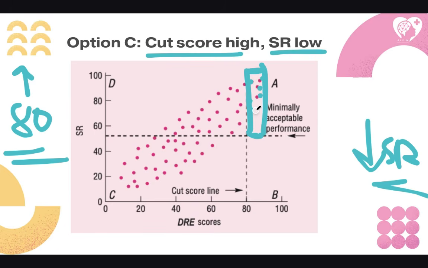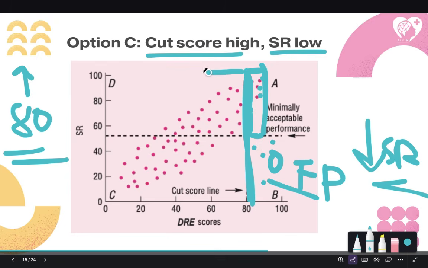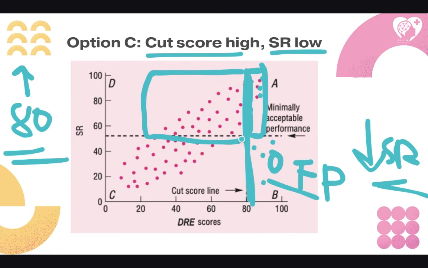So what is the implication of this? We do have 0, very low false positive. Notice that if this is the cut score, in this quadrant B there aren't any dots. So you won't accept any driver who has no skill, or who is unqualified. There are none here. So you technically have zero false positive, but you reject many who have the ability.